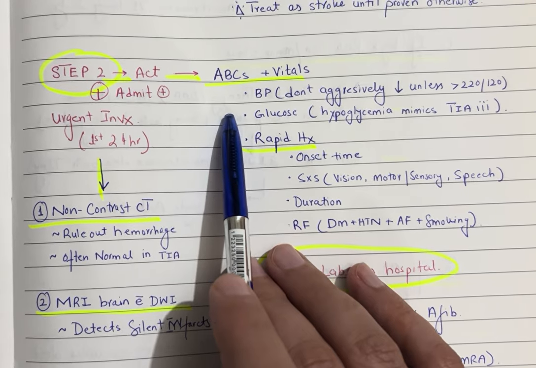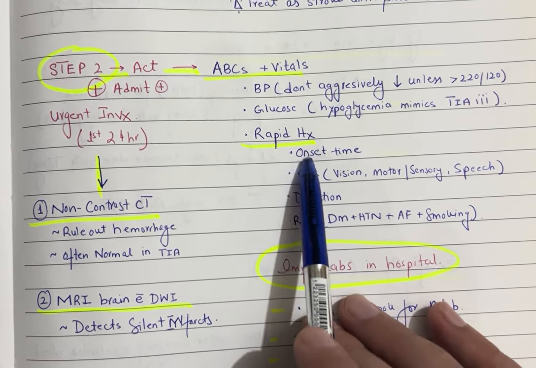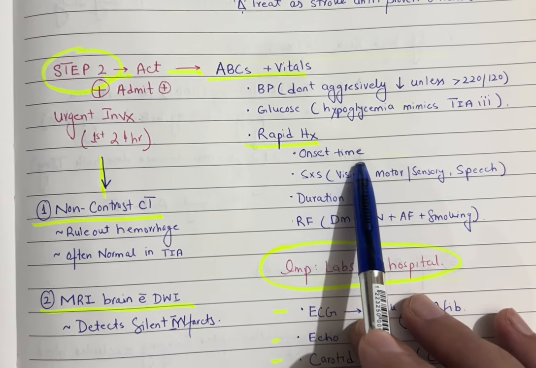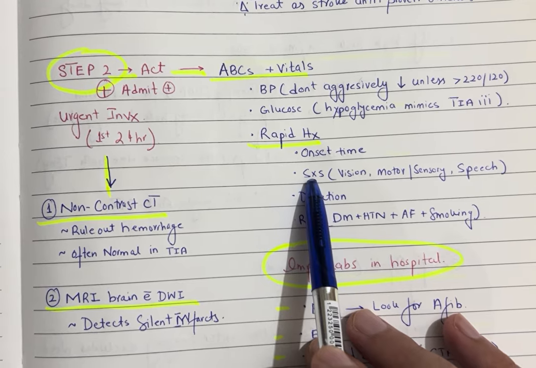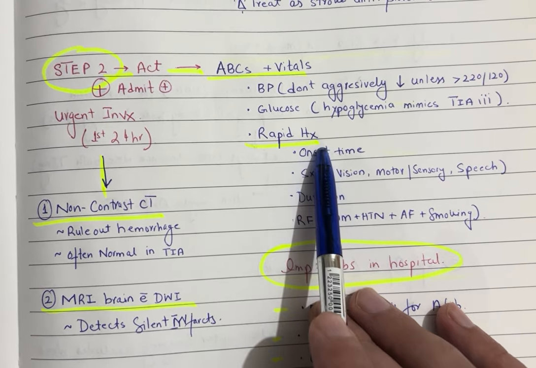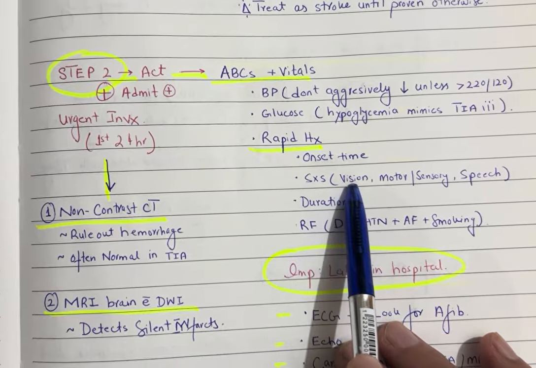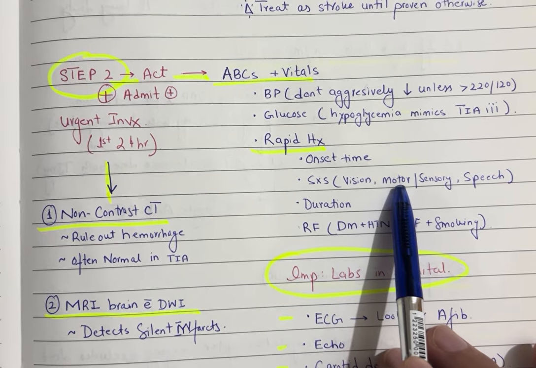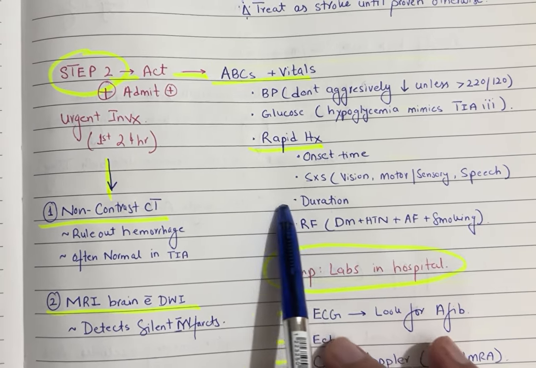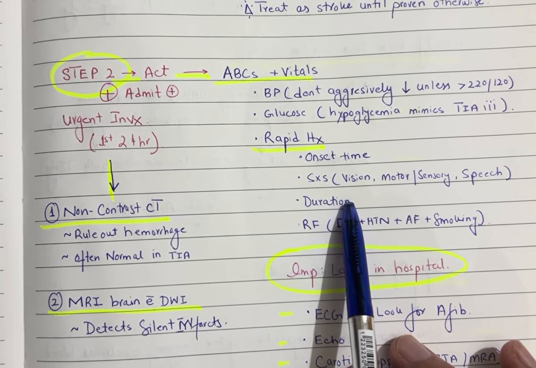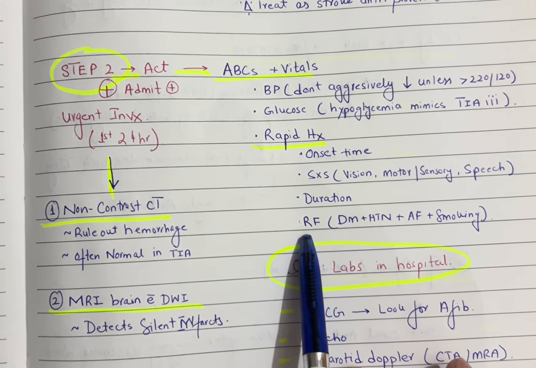Check the BP, check the glucose, and take a rapid history to know the patient's time of onset. Signs and symptoms are most important. It had sudden, rapid onset. Did the patient have any vision loss, any numbness, any weakness in any limbs, or speech difficulty? What was the duration, how long did the patient have that problem, and what are the risk factors?